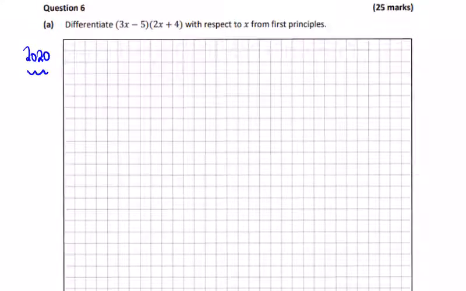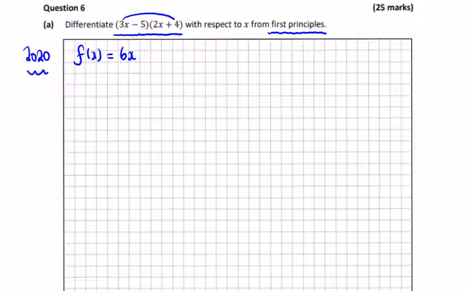2020 question 6, differentiation from first principles. So those of you that have practiced these, you see it in the exam, it is just giveaway marks. If we multiply out the brackets here, we'll call this f of x: 6x squared, and we're going to have 3 by 4 plus 12x minus 10x, double check, plus 2x minus 20. So 6x squared plus 2x minus 20 is f of x.